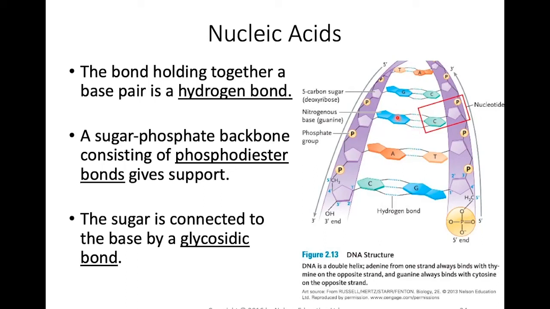Okay, so holding the 2 complementary base pairs together, we have the hydrogen bonds. Between the sugar of one nucleotide and the phosphate of another, we have the phosphodiester bonds. And then between the pentose sugar, so the deoxyribose sugar, and the nitrogenous base, we have the glycosidic bonds.